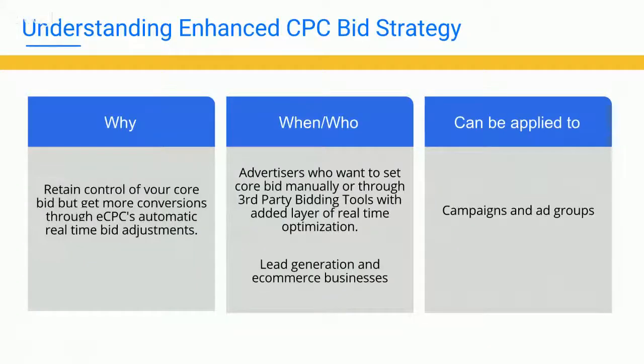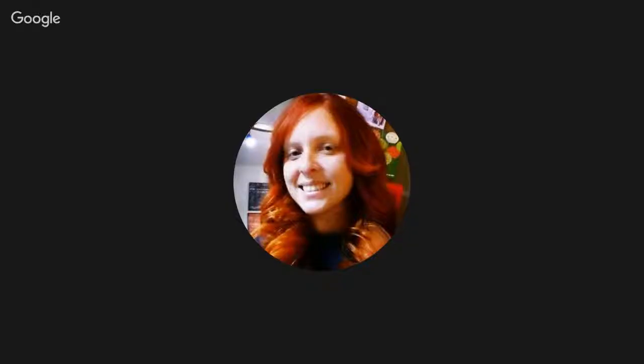So a little bit of who, what, when, and why here for ECPC. The why there, it gives you more control, so you're retaining that control over your core bid. You're still setting a maximum cost per click. We're not giving the system 100% autonomy there. It can only raise it up to 30% above your maximum cost per click. And again, it might also lower it as well to get you the most conversions. So we would be seeing some conversion improvements there in terms of performance.